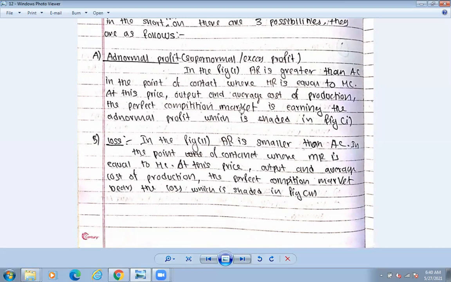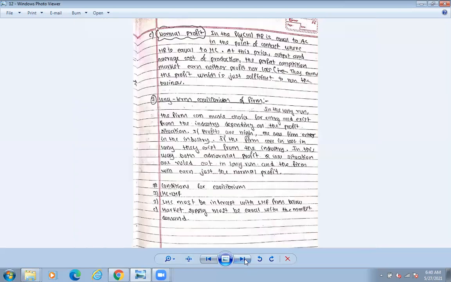Okay, so same thing, whatever point is here, we need to write on the same thing. Okay, so if AC is greater than AR, that is going to be the loss. Okay, so same thing.